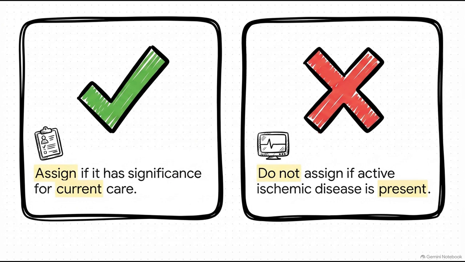You only assign I25.2 as an additional code when it has distinct significance for the current episode of care. On the flip side, do not assign this code when current active ischemic heart disease or an acute MI is actively being managed. Basically, you really have to evaluate the current clinical picture to decide if this historical fact actually impacts what's happening with the patient right now.